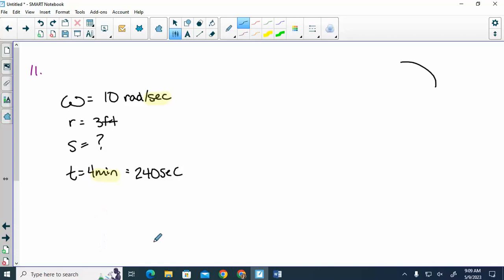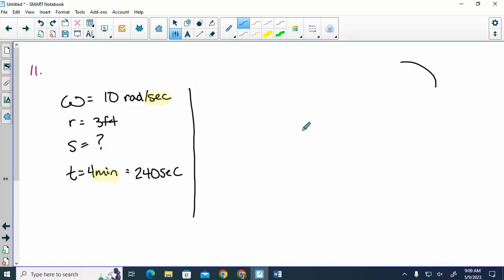Okay, this is going to be a two-step problem because I need S. My options for S are S equals R theta. I have R, but I would need theta. Or V equals S over T. I have S, I would need V. So we either have to find theta or V to begin with. Which one do you want to find? It doesn't matter, we just have to pick.